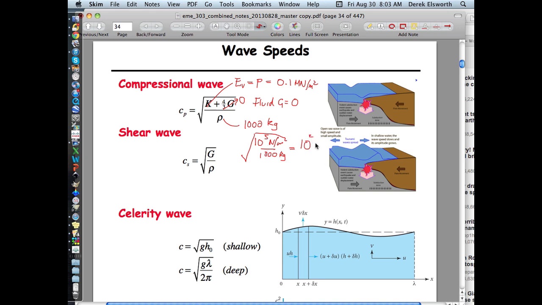And this should be in Newton meters squared per kilogram. And if we take the square root of that, that should be 10 meters per second. Sounds very, very small. Sounds too small, in fact.